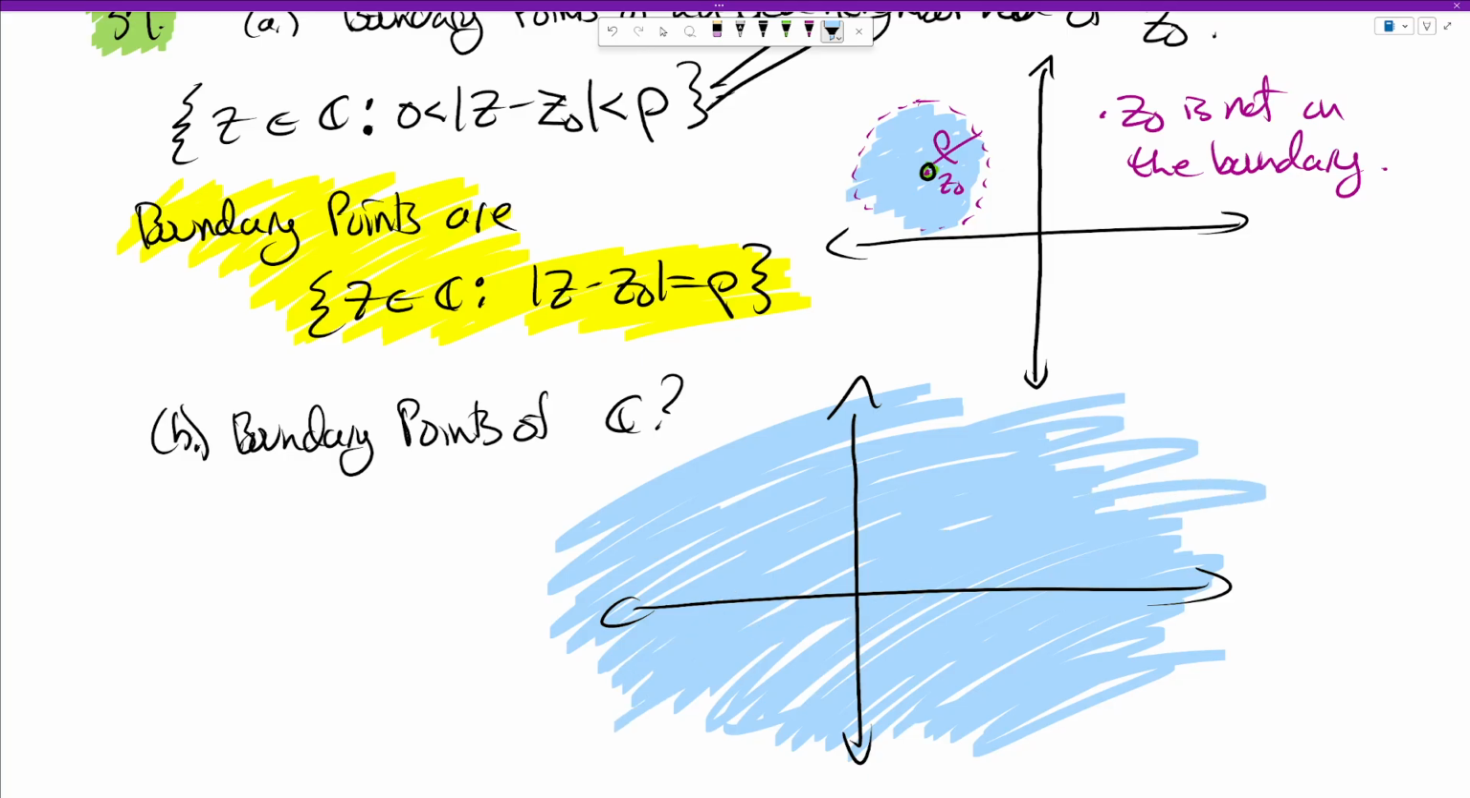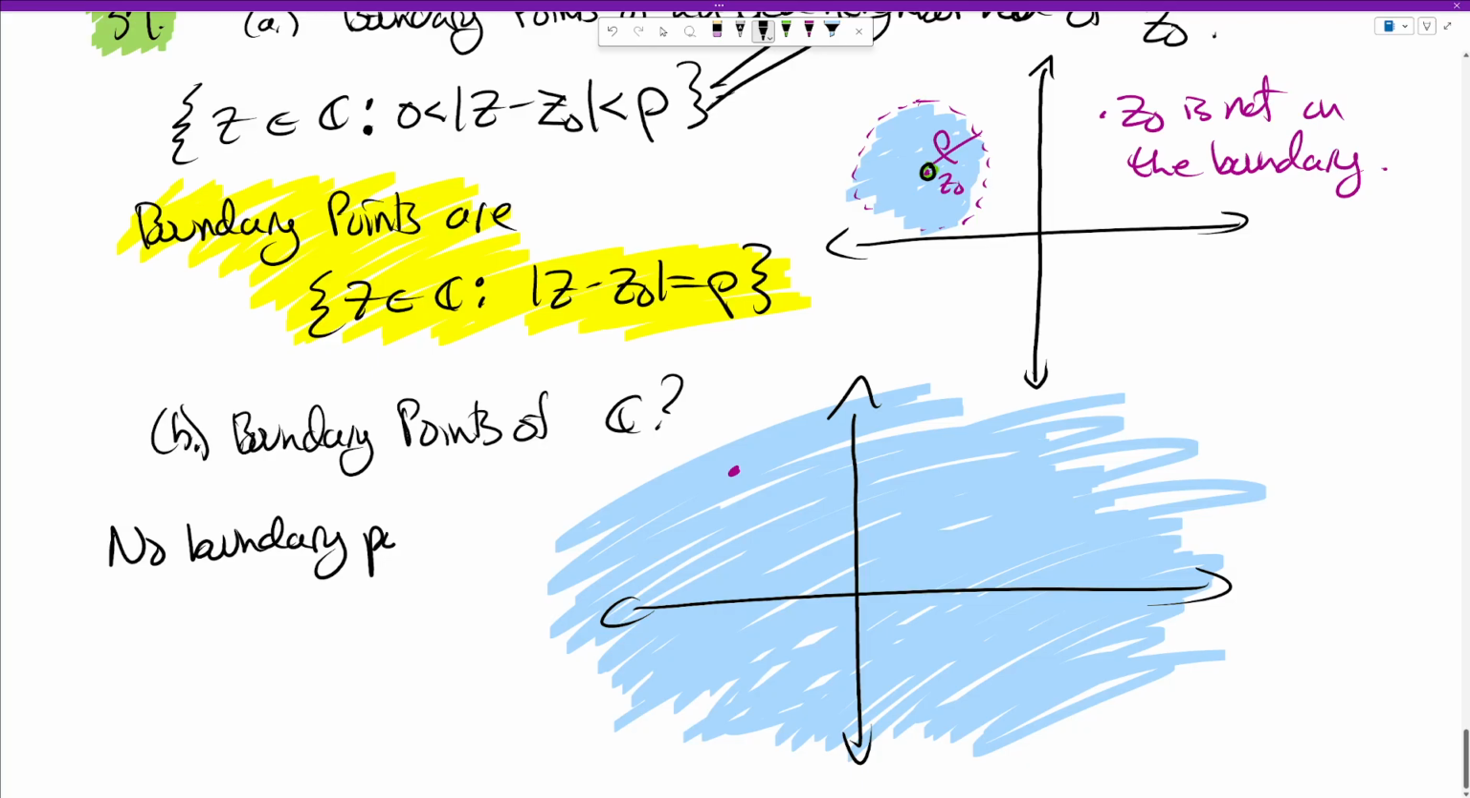Then we have to ask ourselves, are there any points in C that have nearby points that are both in C and not in C? And everything is in C. So of course the answer is no. So there is no boundary.